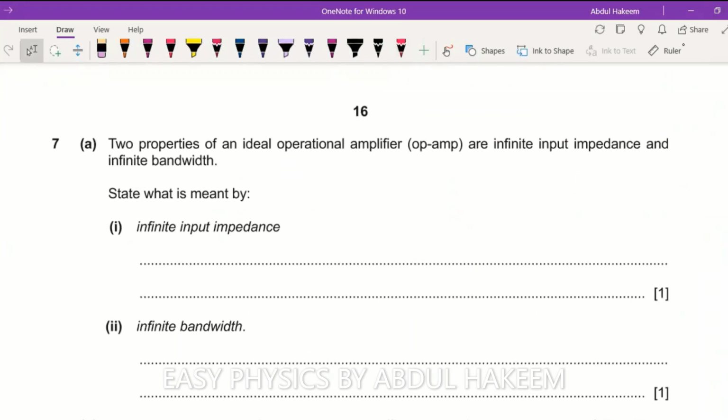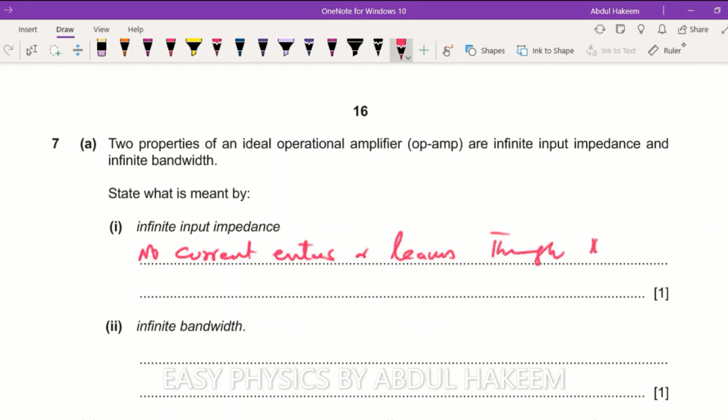Next, question number 7 is, two properties of the ideal op-amp are infinite input impedance and the infinite bandwidth. State what is meant by infinite input impedance. So infinite input impedance means the resistance is such that no current enters or leaves through the input terminal to the op-amp.